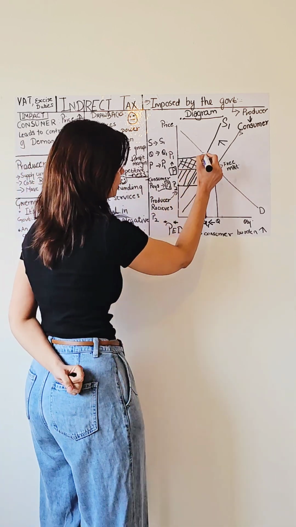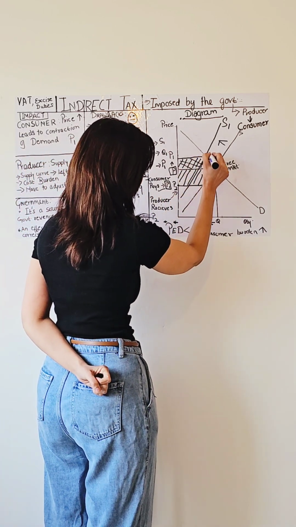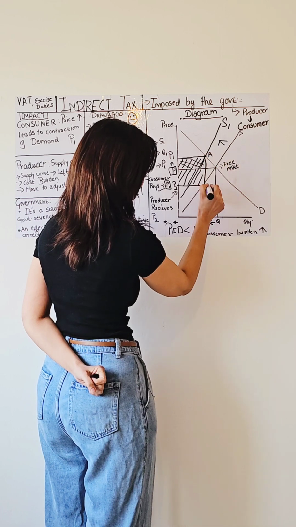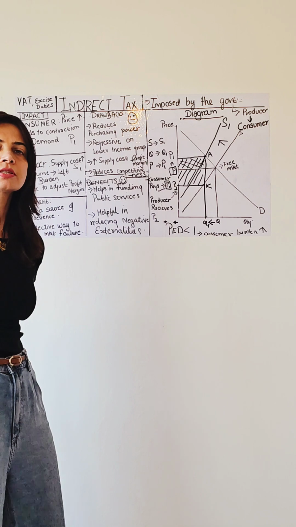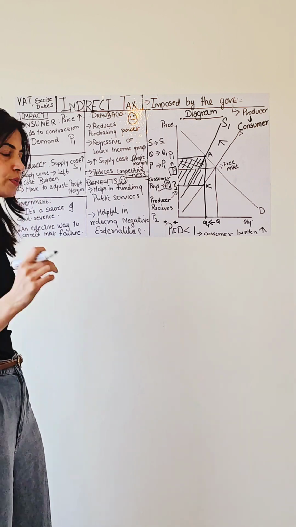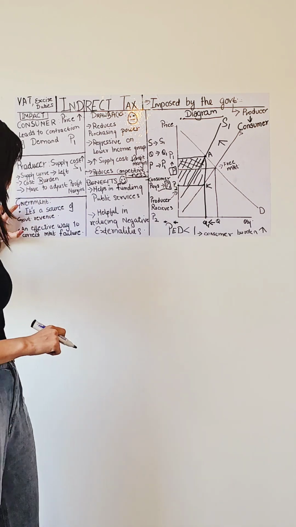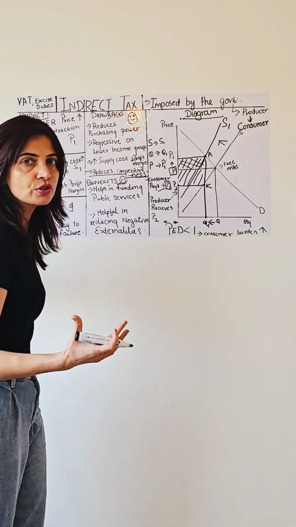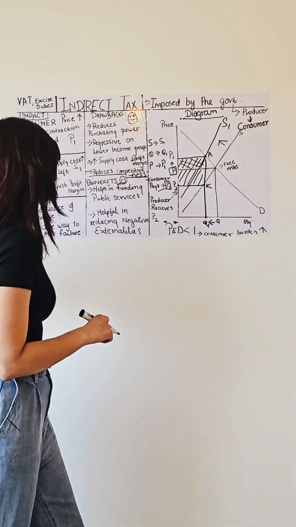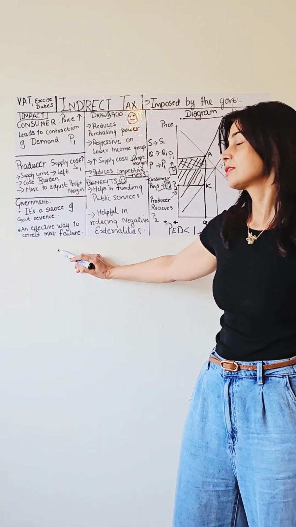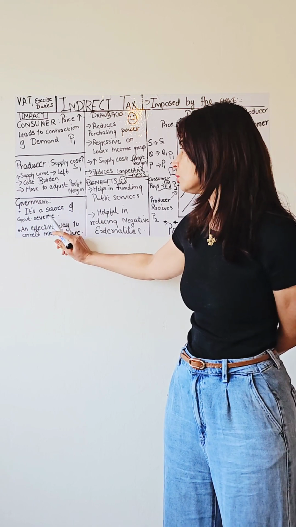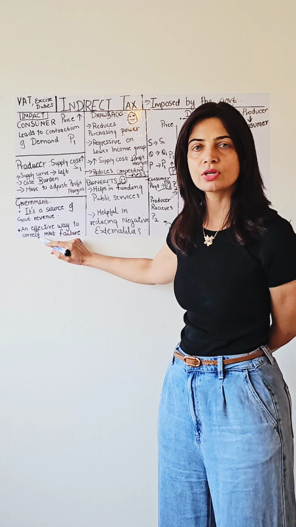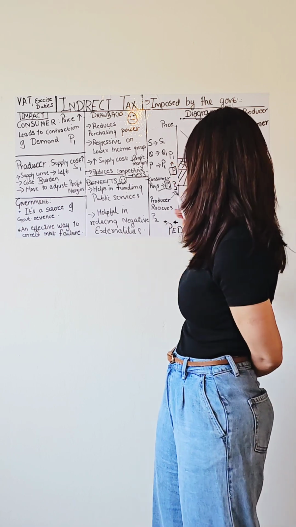Let's label this A and K. All right, we want to consider this area now. Now, government, what is government going to get from this intervention? Government is going to receive revenues from the collection of taxes. So, for the government, the impact is that it is a source of government revenue, and it is also a way for them to correct any sort of market failure.